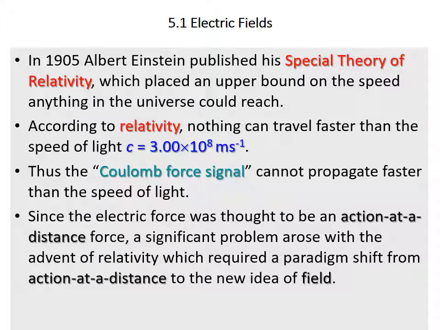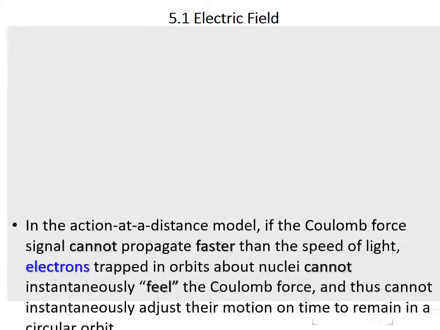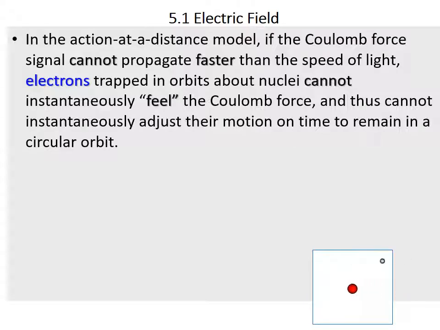This required a paradigm shift from action at a distance to the idea of fields. All right, so in the action at a distance model, if the Coulomb force signal can't propagate faster than the speed of light, the electrons trapped in orbit about the nuclei cannot instantaneously feel the Coulomb force. You know, there's a lag between the signal transmitted by the proton and the response. So they can't adjust the motion to maintain a circular orbit. So this is what would happen. You would see this electron just spiral off.